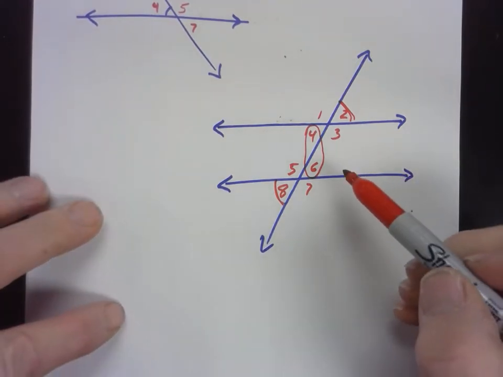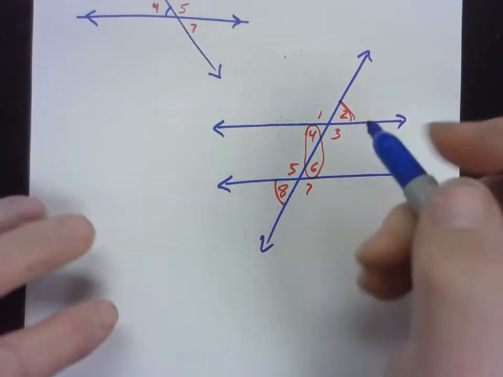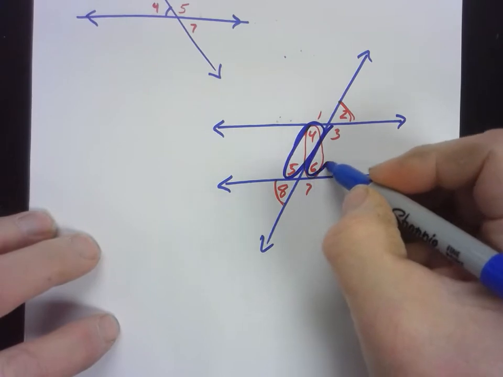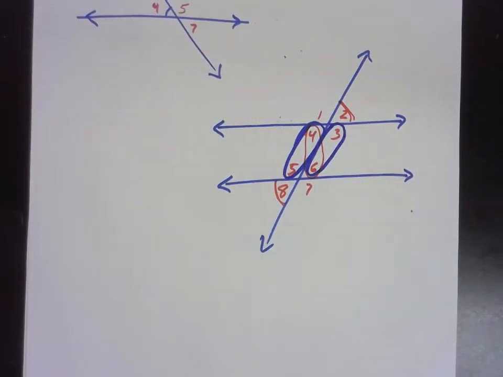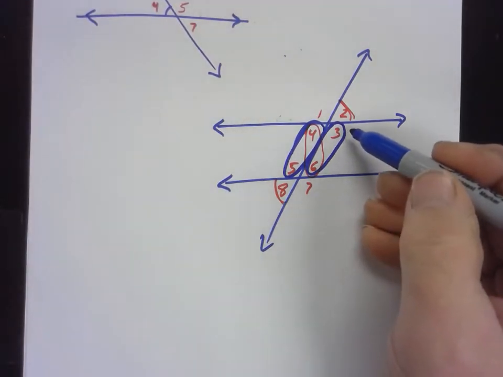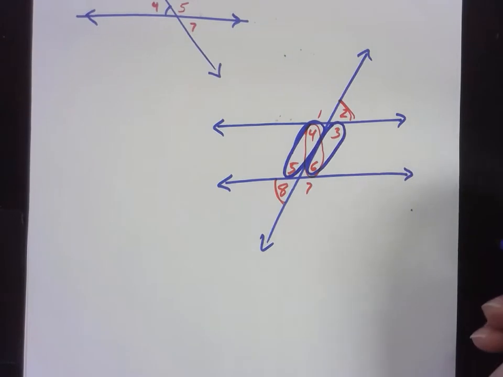And then, these consecutive interior angles. They're the ones that are different, aren't they? They're not congruent. Their sum's going to be 180. If their sum is 180, then the two lines are parallel. Oh, good. Okay, then the two lines are parallel.